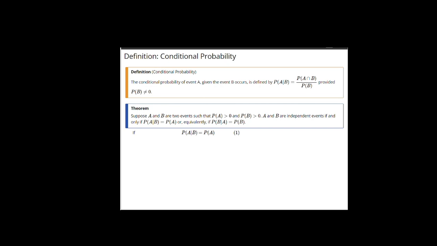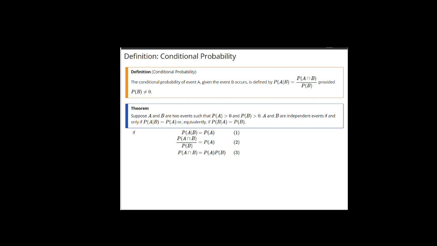Assume, to begin with, that the probability of A given B is equal to the probability of A. Let's write out exactly what the probability of A given B is. It's the probability of A intersect B divided by the probability of B. And that's equal to the probability of A.